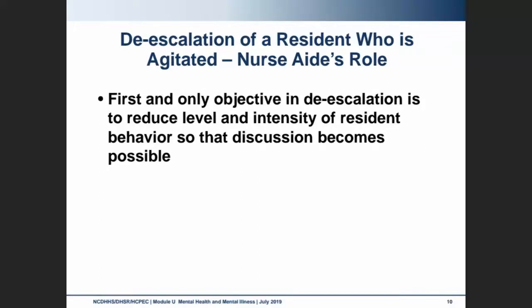So, de-escalation of a resident who is agitated. The first and only objective of de-escalation is going to be to reduce the level of intensity, right? Because we want to keep ourselves safe, we want to keep our residents safe, and we want to keep everyone else in the area safe. If we can de-escalate and reduce this level of intensity, we may be able to have a discussion with this person who's getting agitated, and that's really the goal.